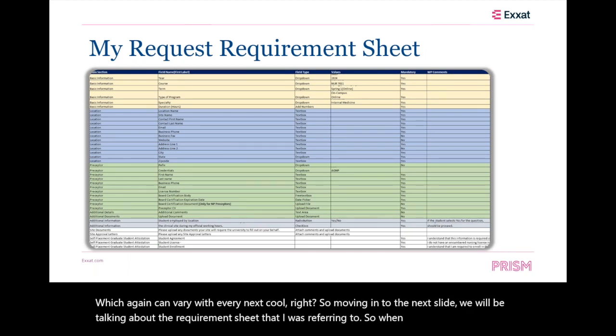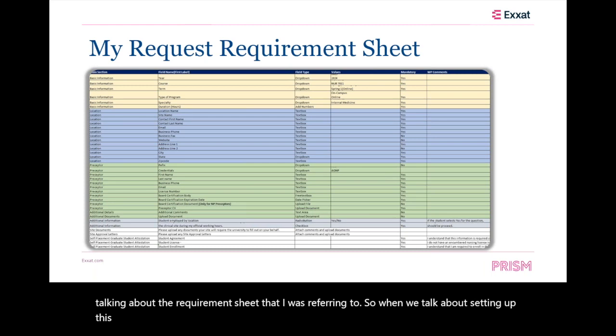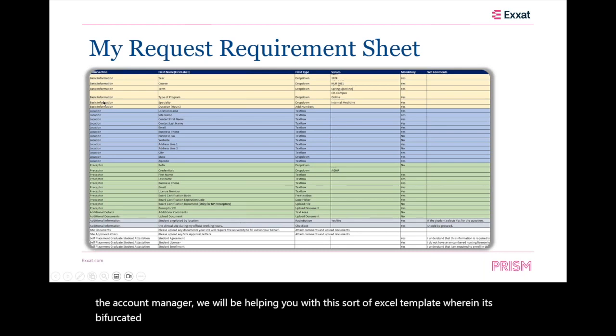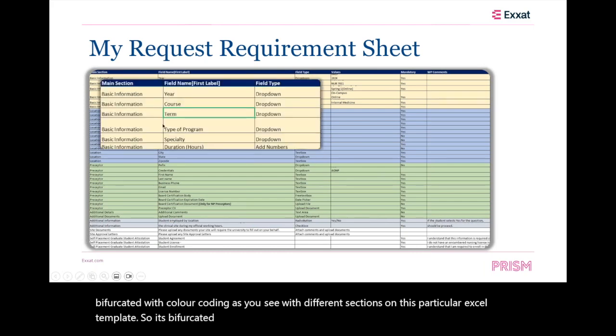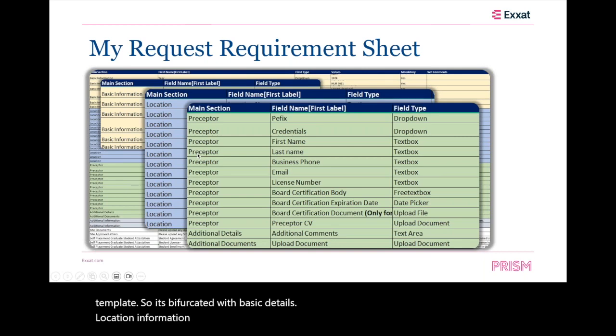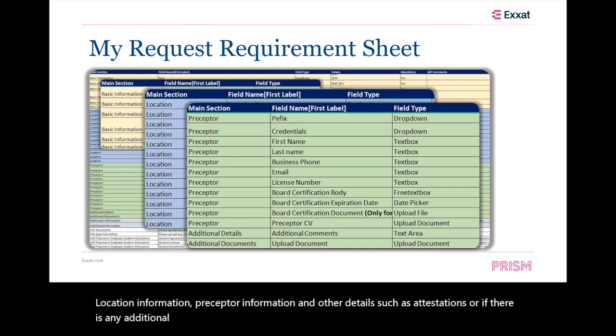So when we talk about setting up this form on the Exact system, either the CSS, that is the customer success specialist, or the account manager will help you with this Excel template, which is bifurcated with color coding, as you see, with different sections. It's bifurcated into basic details, location information, preceptor information, and other details such as attestations, or any additional questions that you would want to capture from your students, right?